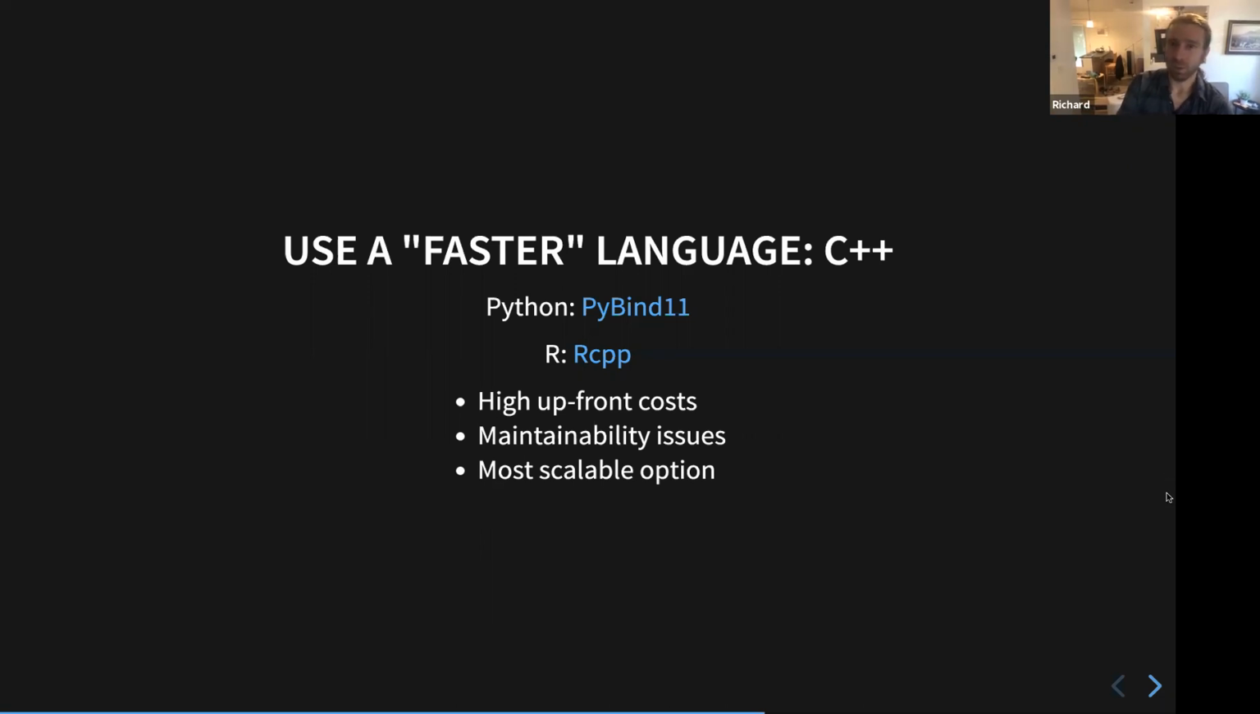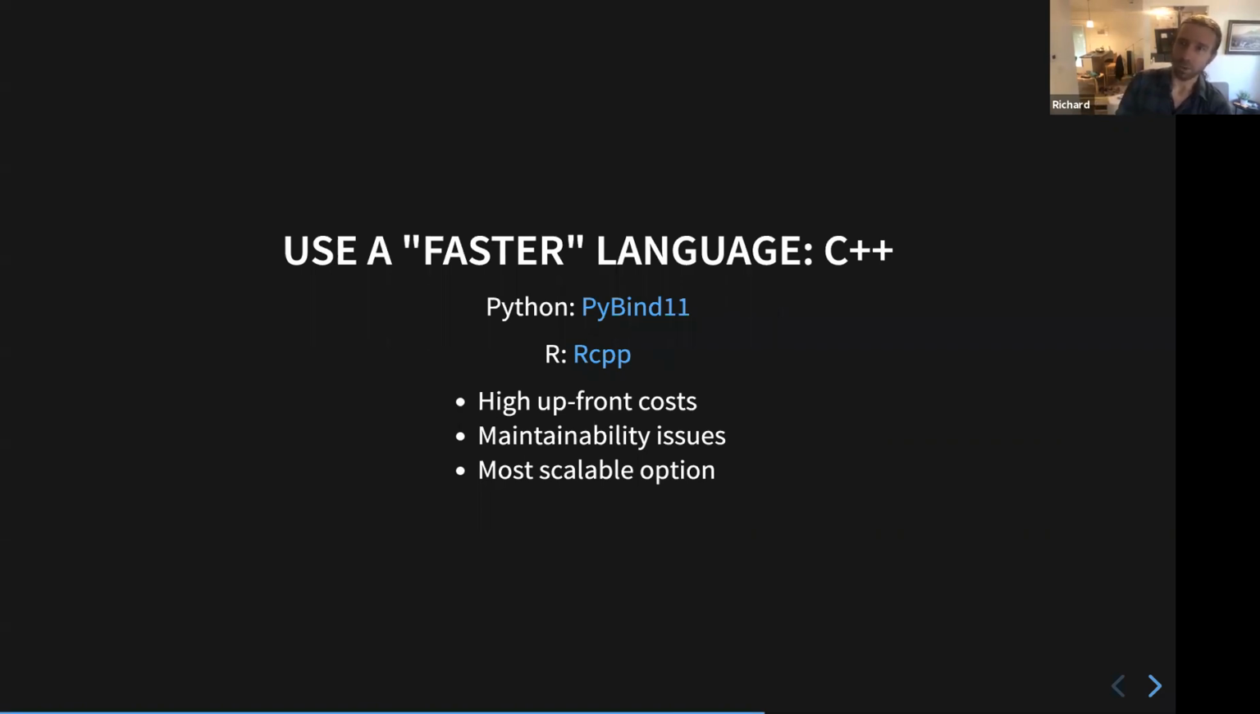Finally, though, this is the most scalable option available to you if you're willing to pay these costs and take these maintainability risks, because this allows you to leverage the full power of whatever computer you're using. So this is the kind of technique that can take you from having to use a supercomputer to being able to do things on your desktop, because C++ really does work that much faster.